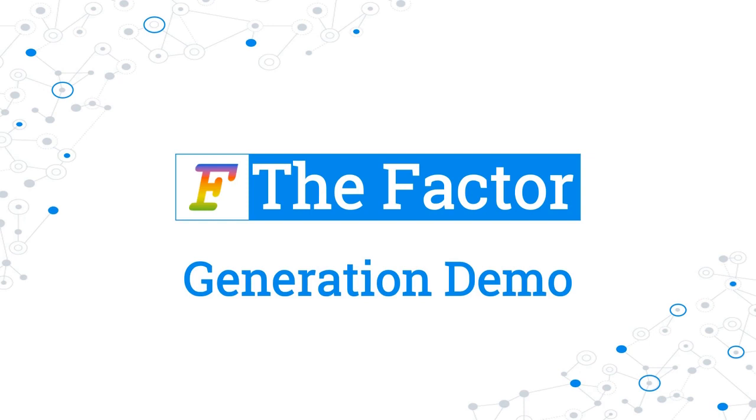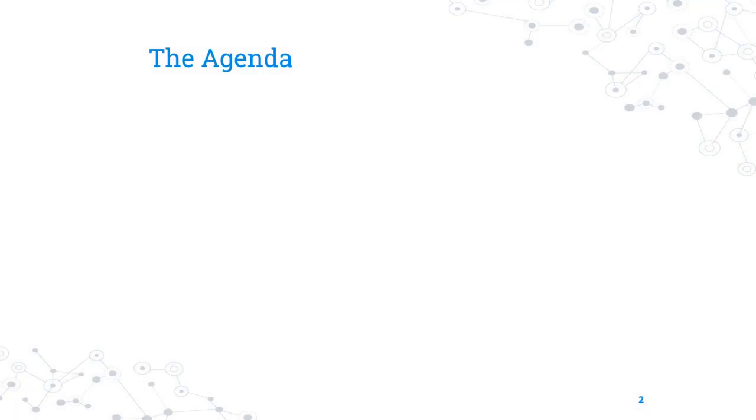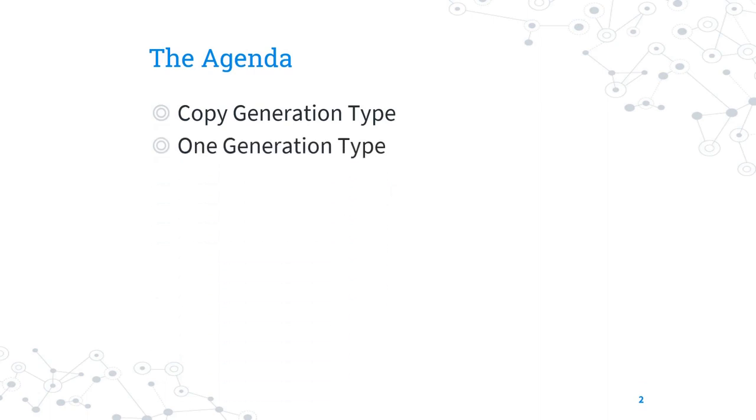Today I want to explain and do some demo for the generation process using the Factor software tool. Here is the agenda for this video. We are going to explain and demo three types of the generation process. The first one is copy generation process. The second is one generation process type. And the last one is many generation process type.